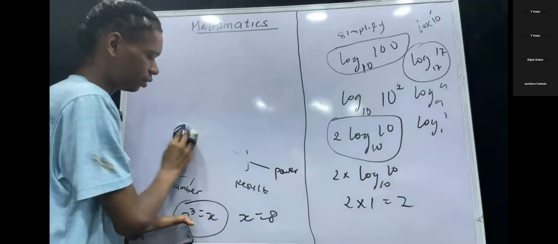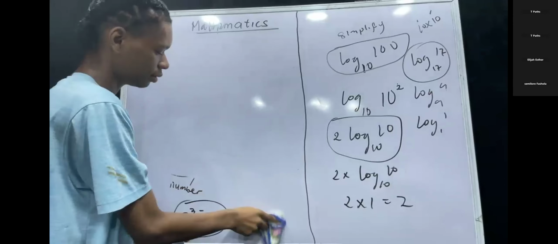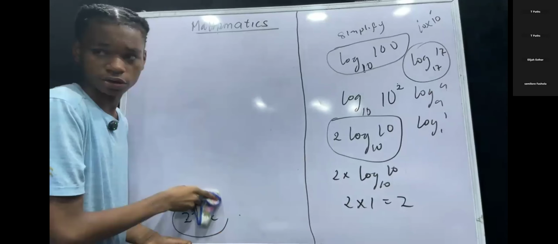So the simplification, or if I try to evaluate this logarithm expression here, I should have 2. Log 100 to base 10 is 2. All right, I hope I'm not too fast. If there is a point that you don't get, you can ask questions.